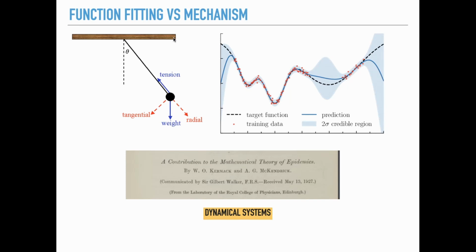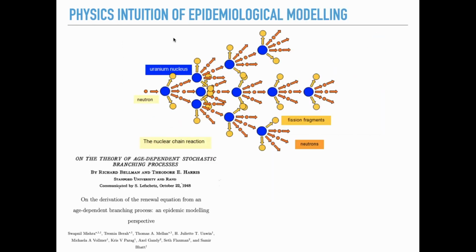And so one of the earliest papers on this, which was trying to do for infectious diseases what the equations for the pendulum did for physics, is of course the seminal work of Kermack and McKendrick, which developed these SIR models or SEIR models and dynamical systems. Now, along the same time, of course, and this was 1948, the seminal work by Richard Bellman and Theodore Harris, there are a whole series of other ways to do this. So you could do this using these differential equations or governing equations.